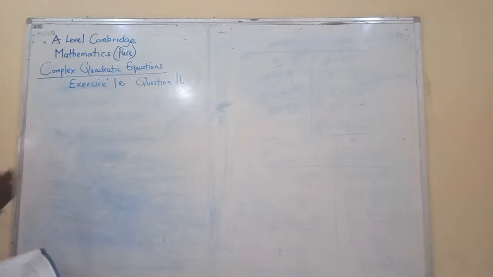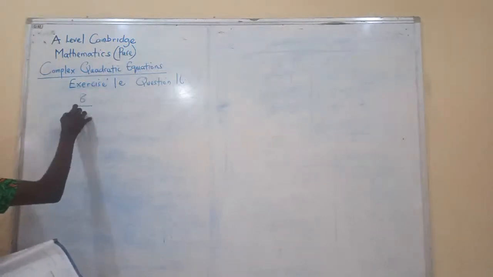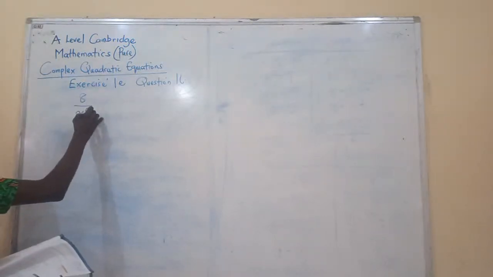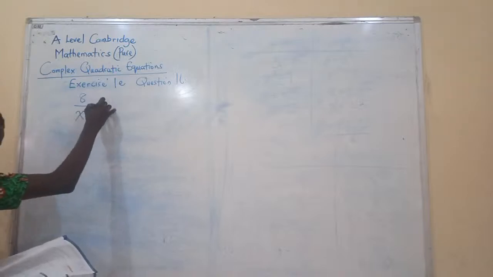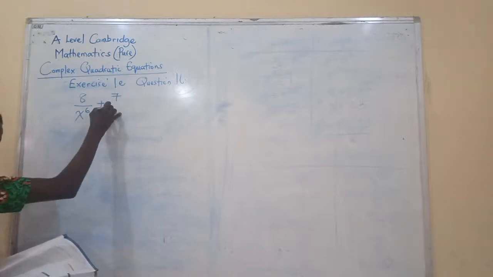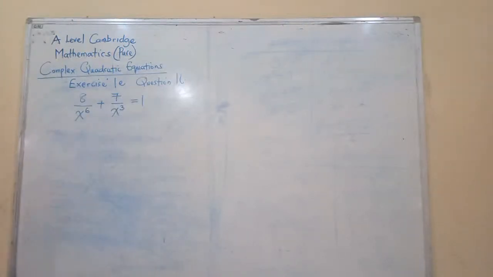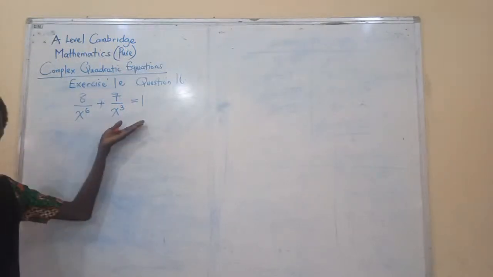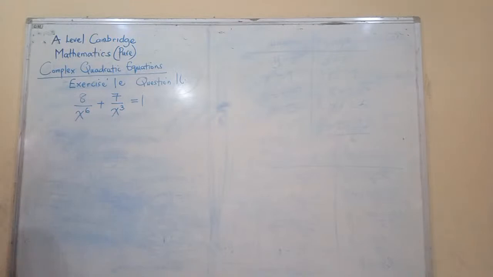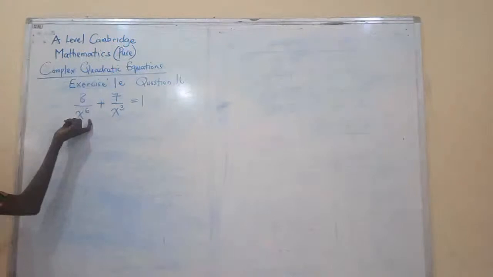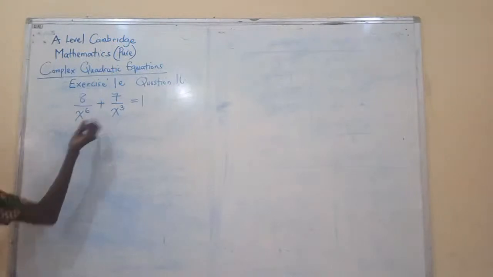It says 8 over x to the power of 6 plus 7 over x to the power of 3 equal to 1. So how do we handle a problem like this? There are two ways you can solve this problem. You can choose to clear the denominator first before you solve, or you can alternatively just make a substitution and go right away.